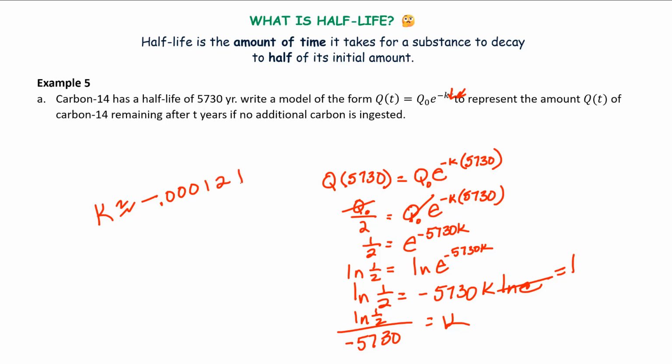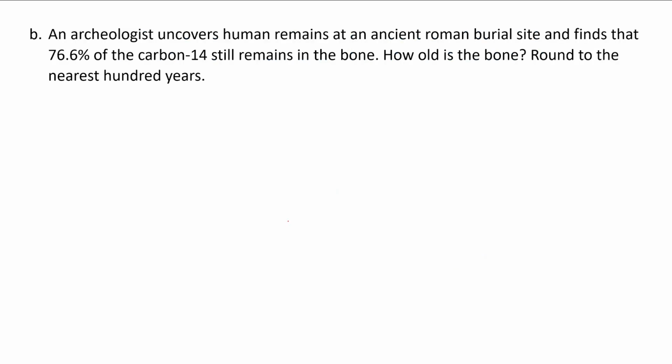0.000121. So that's my k for this function, and so I can write the function q of t is equal to q sub 0 e to the negative 0.000121 t. So an archaeologist uncovers human remains at an ancient Roman burial site and finds that 76.6% of the carbon-14 still remains in the bone. How old is the bone? Round to the nearest 100 years.